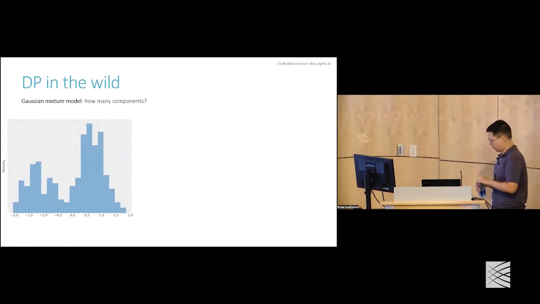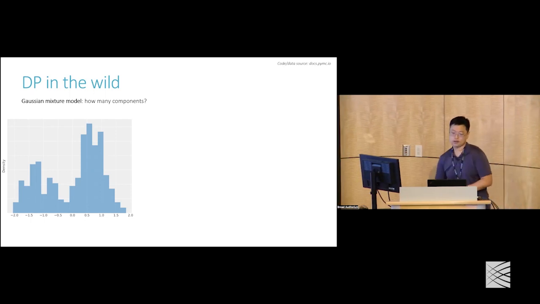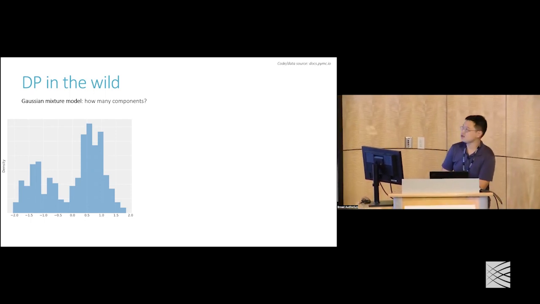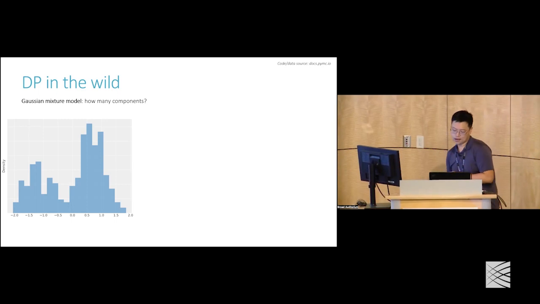And how do people use Dirichlet processes in the wild, and why are they useful? The answer is that it's a parametric way to represent non-parametric families of distributions. So again, we're thinking about Dirichlet processes as random histograms.